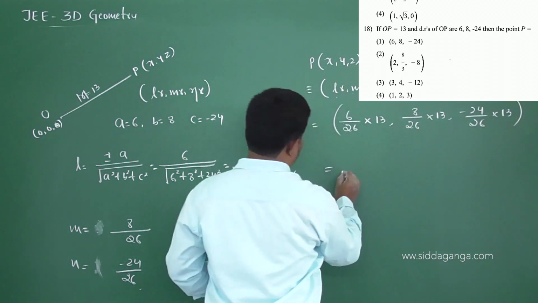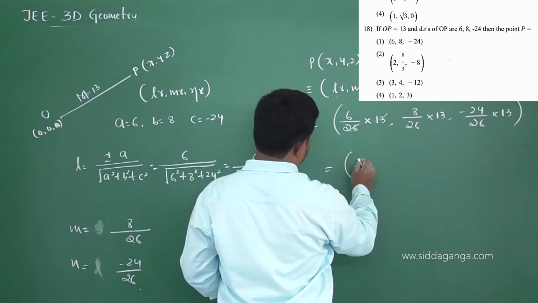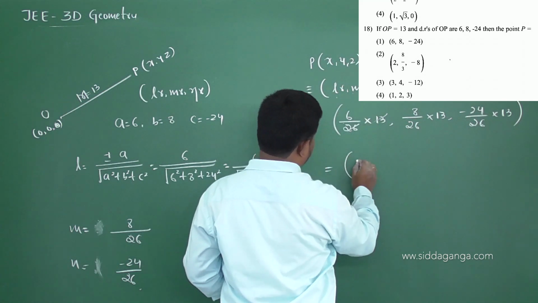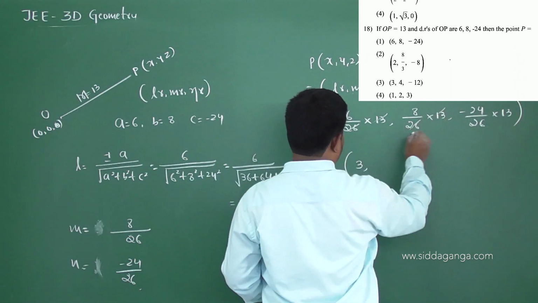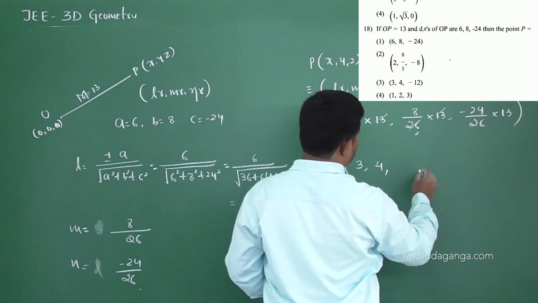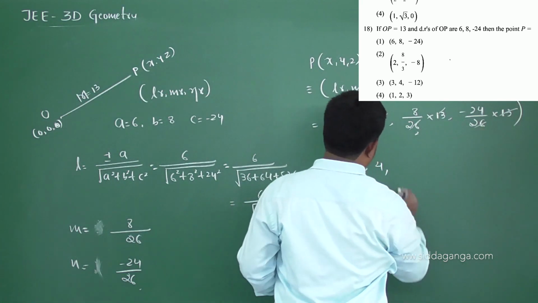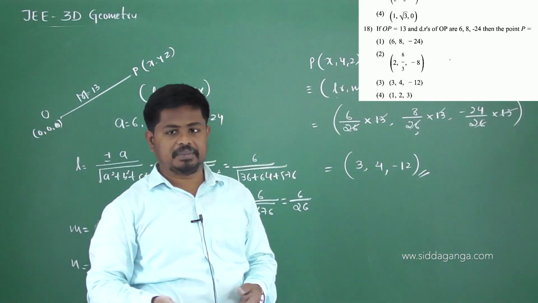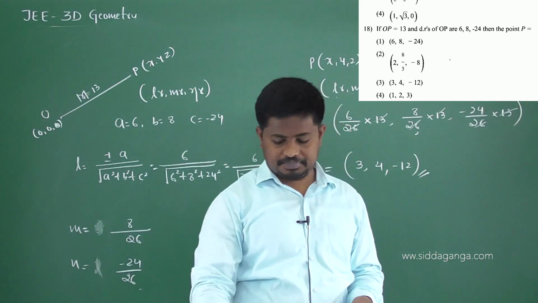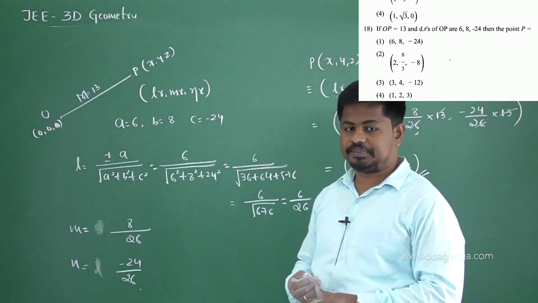So you get 6 by 2, that is 3. This is 8 by 2, which is 4. And this is minus 24 by 2, which is minus 12. So 3, 4, minus 12 will be P. You mean option 3 is correct. Hope you got the point.